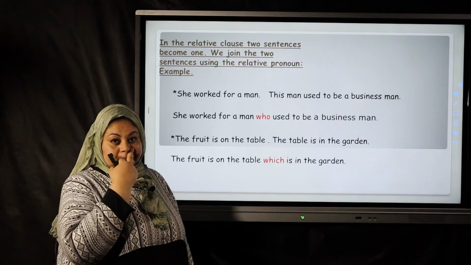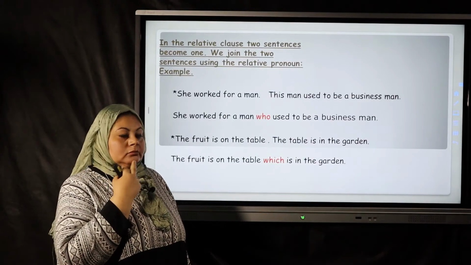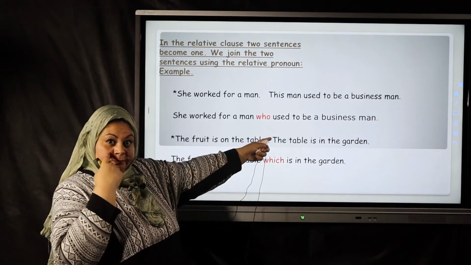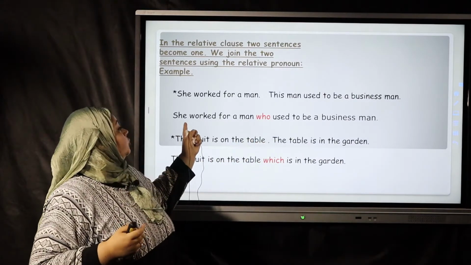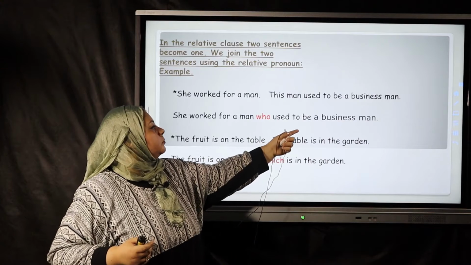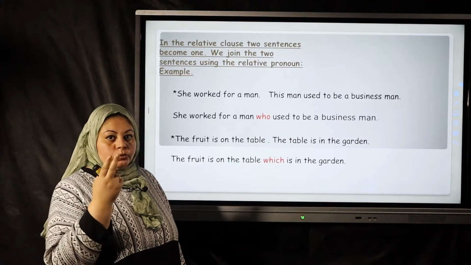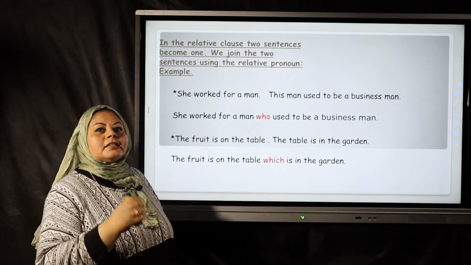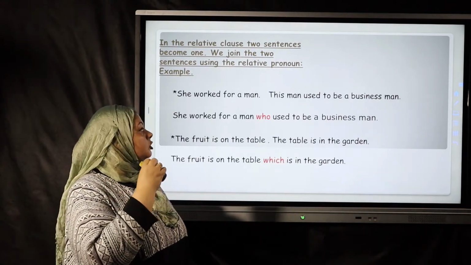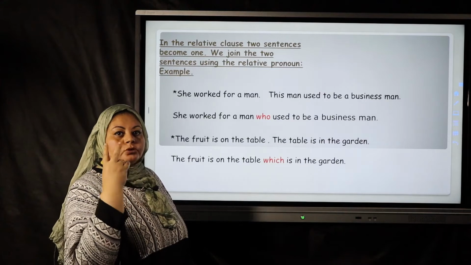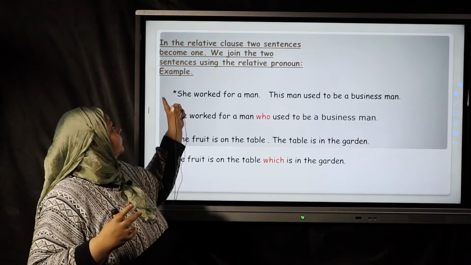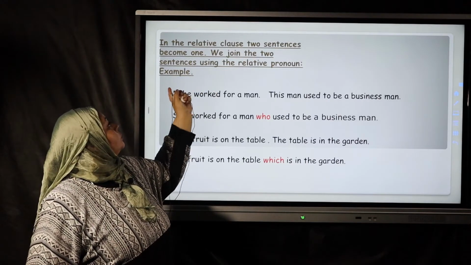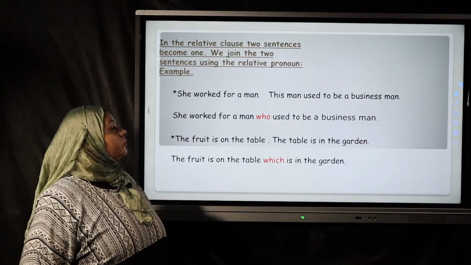Okay, look at that. What did we do here? We joined the two sentences with a relative pronoun. She worked for a man who used to be a businessman. So we joined the two sentences with a relative pronoun. This is called a relative pronoun. This is the job of the relative pronoun. They join two sentences together. Okay? In the relative clause, two sentences become one. We join the two sentences using the relative pronoun.